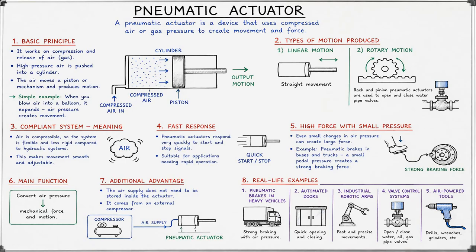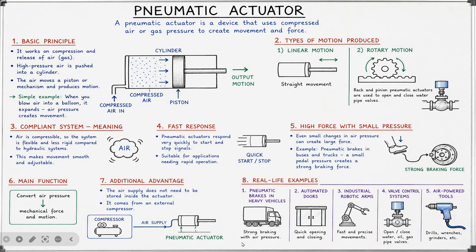Now, the main function of these pneumatic actuators is that they convert the air pressure into mechanical force and motion. And one more additional advantage is that the air supply does not need to be stored inside the actuator. It comes from an external compressor. Here we are using an external compressor, whereas in hydraulic actuators, we used to have the liquid inside the cylinder.